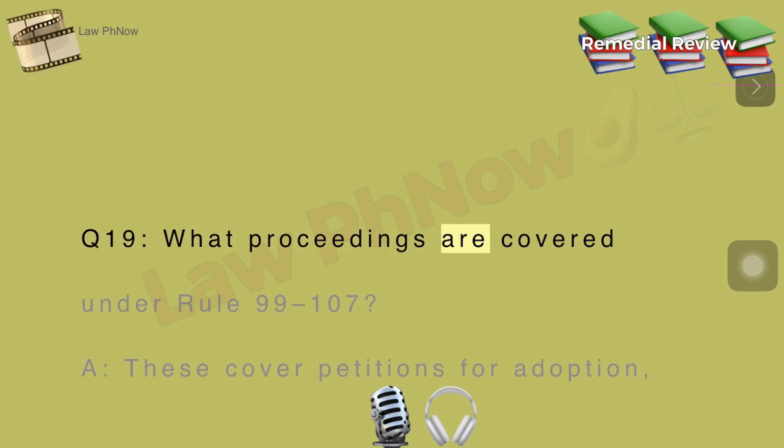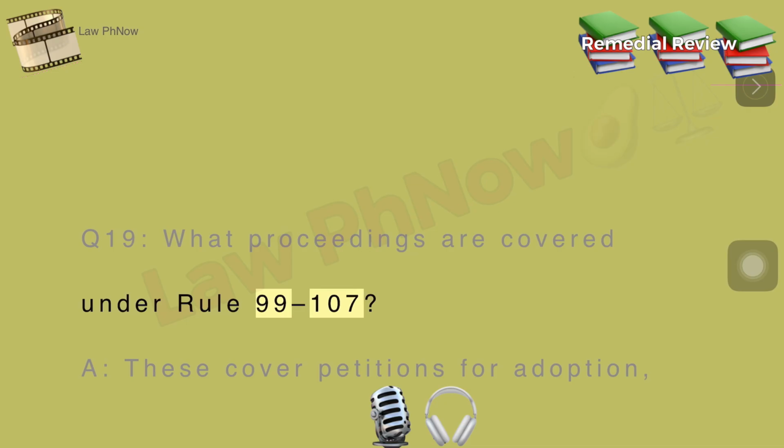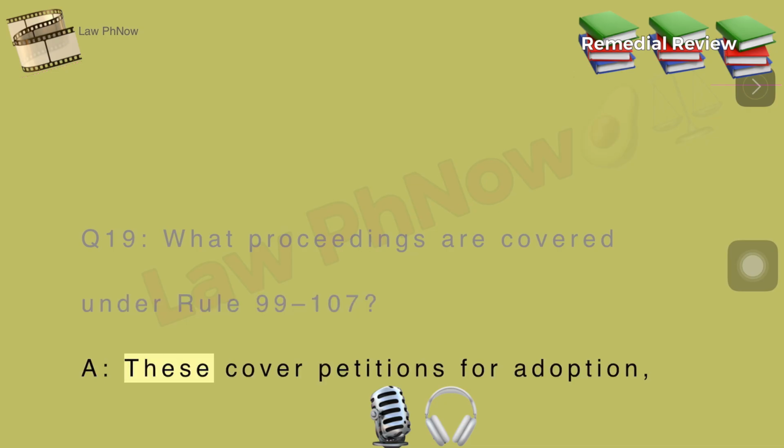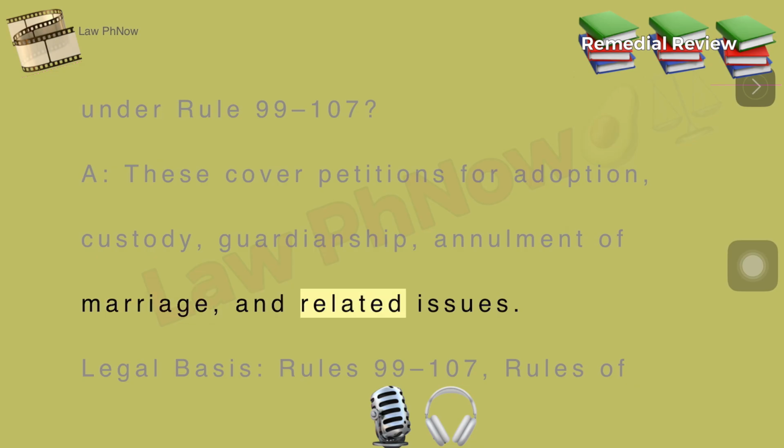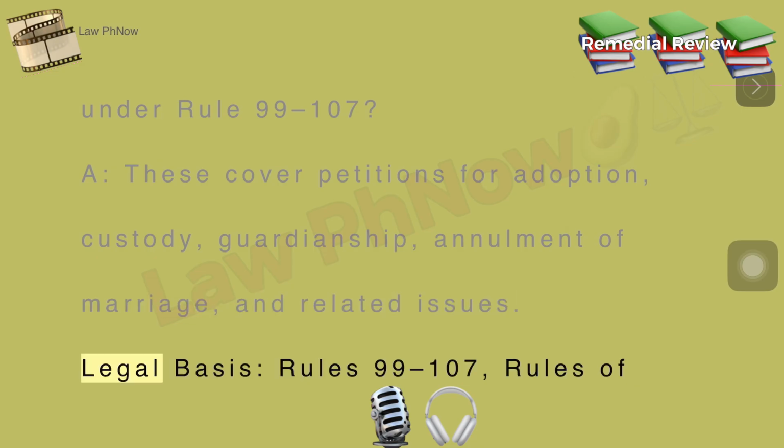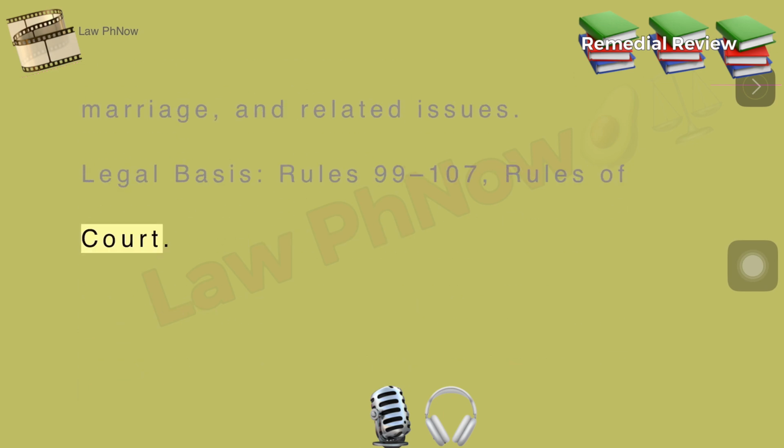Q19. What proceedings are covered under Rules 99 to 107? A. These cover petitions for adoption, custody, guardianship, annulment of marriage, and related issues. Legal basis, Rules 99 to 107, Rules of Court.